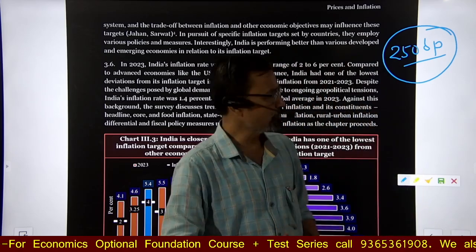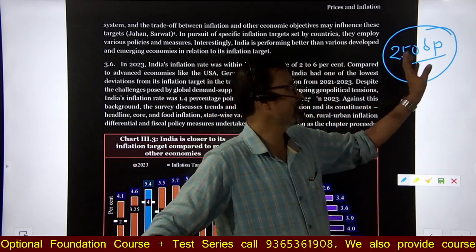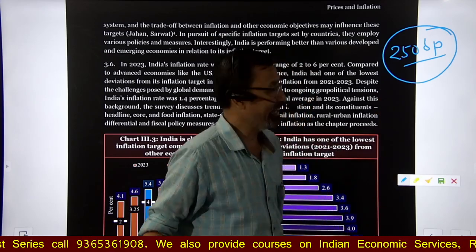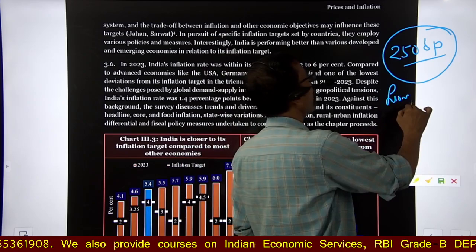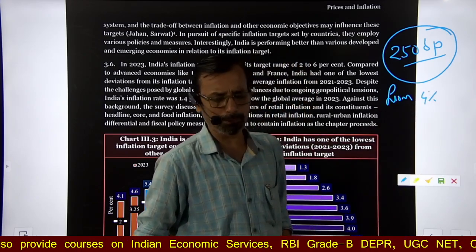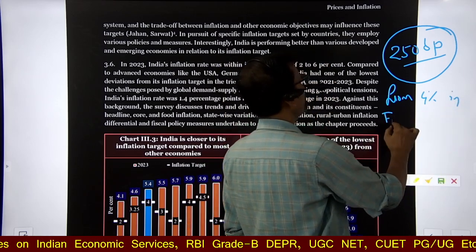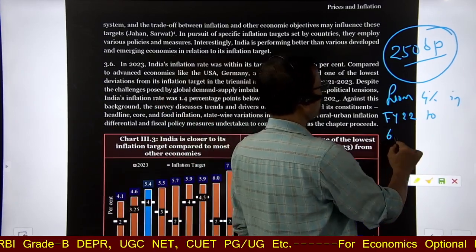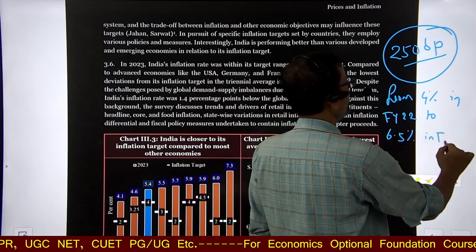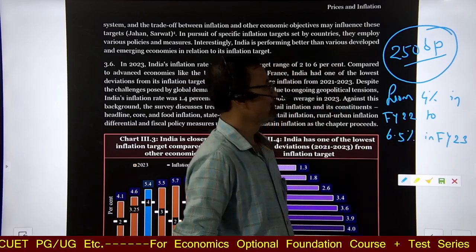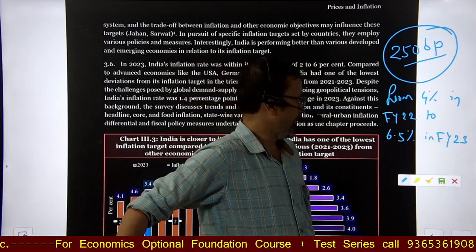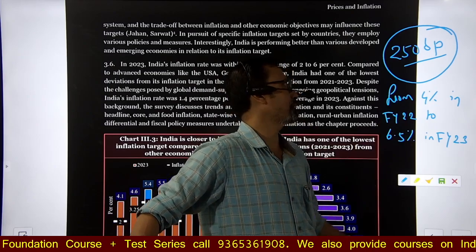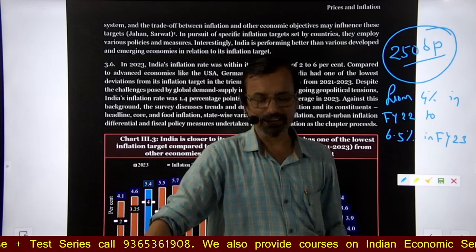Simple thing. So that is why this policy rate was increased by 250 basis points. You can say it increased from 4% in financial year 22 to 6.5% in financial year 23. So RBI took this strong decision in respect of the policy rate. The simple purpose was to counter hyperinflation.